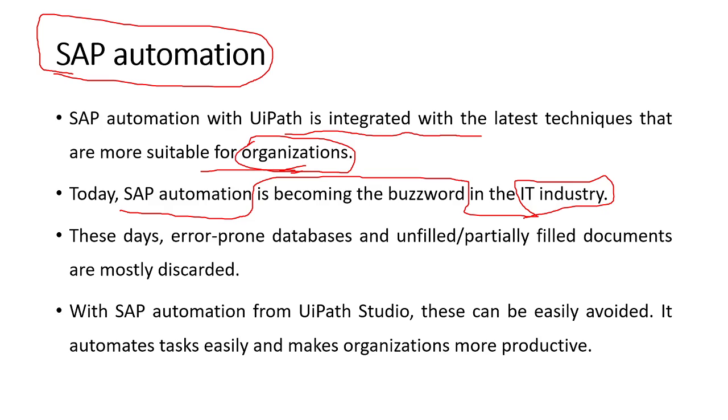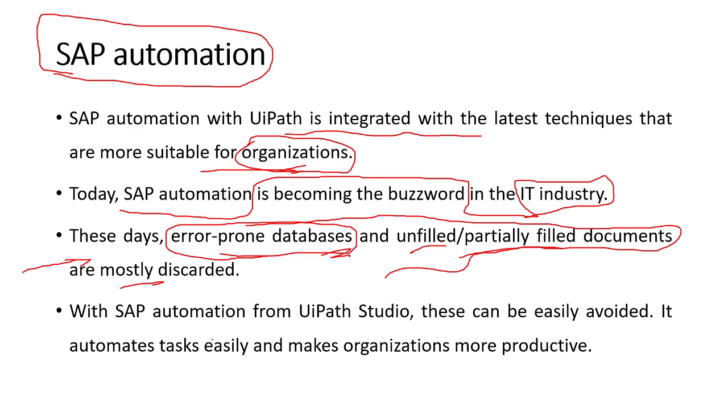Okay, I will give an idea or an example in the coming class of why it is important. Don't worry, here there is a clue why it is so important. Nowadays the databases are error prone, it seems, and usually if you check the databases in the backend, there will be many unfilled or partially filled documents, or rows. I will also give an example for this in the coming class, don't worry. And with the help of SAP automation from UiPath Studio, you can easily avoid these problems, it seems. It automates the task easily and makes the organization more productive.